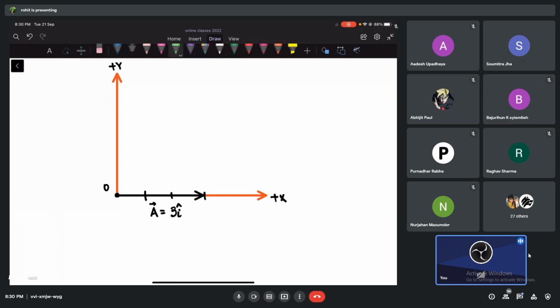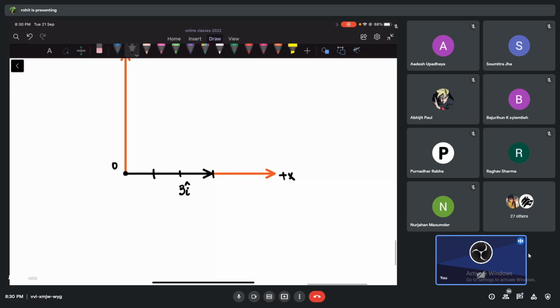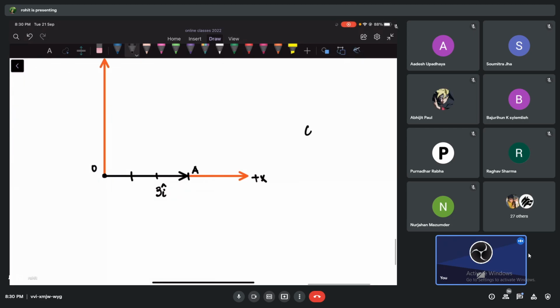That means, you know what? I have gone from, okay, let me just not write it as vector A. Let me just give tip and tail. Okay, this is O. This point is A. Let's say the vector name is OA now. Okay, OA. That is your 3 I cap.